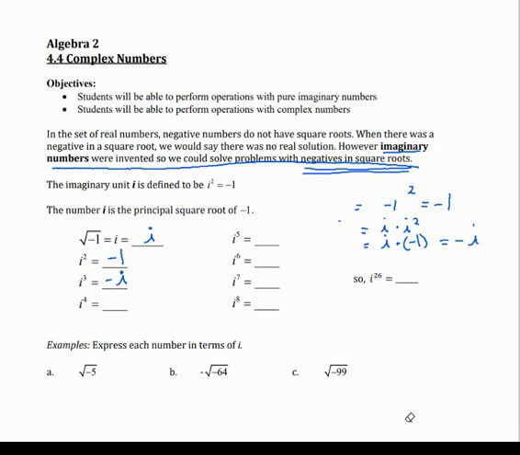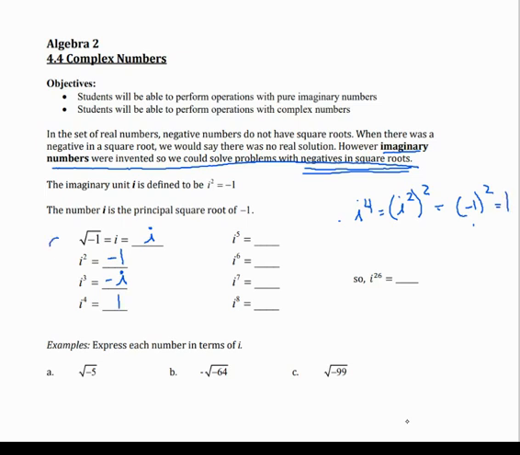Now, what if we did i to the fourth? Well, i to the fourth we could write as i squared, all squared. So let me just erase that so I have room. i to the fourth is the same thing as i squared, squared. Well, we said i squared is -1, so -1 squared gives me +1.